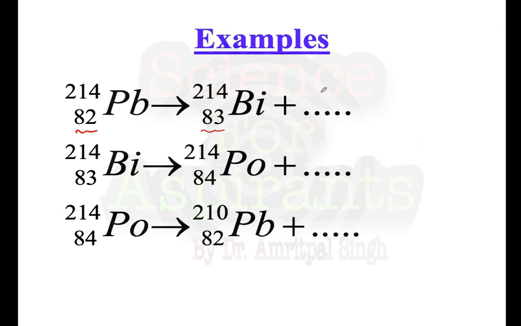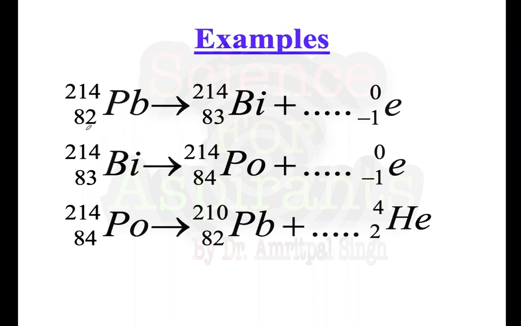Yes, students, tell me. In this first reaction, what will be the particle which is being emitted? A positron. Positron. Yes, any other? It is electron.